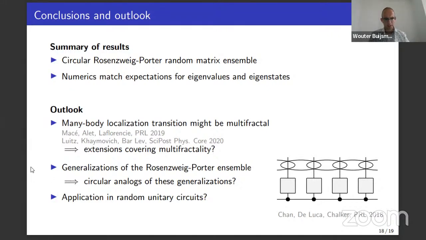And second, kind of related, some generalizations of the Rosenzweig-Porter ensemble have been proposed. I quoted them a few slides before. And it turns out that even though these ensembles are more sophisticated, quite often we still can, at an analytical level, say quite a lot about them. And it would also be really interesting to see if we can make circular analogues of these ensembles.